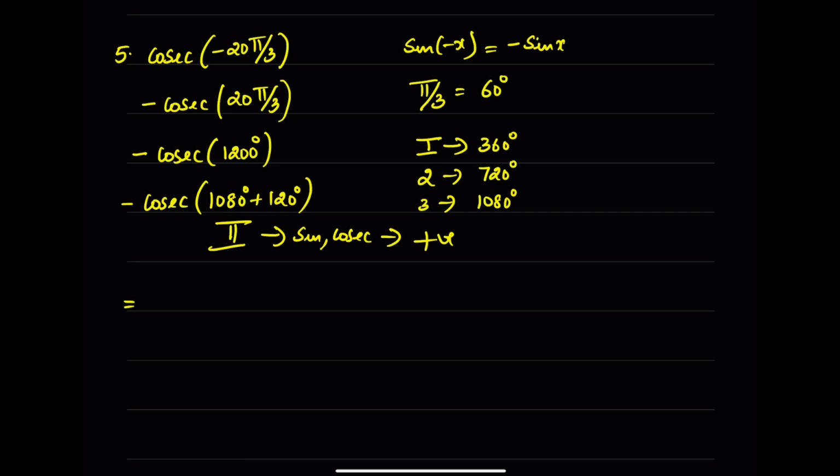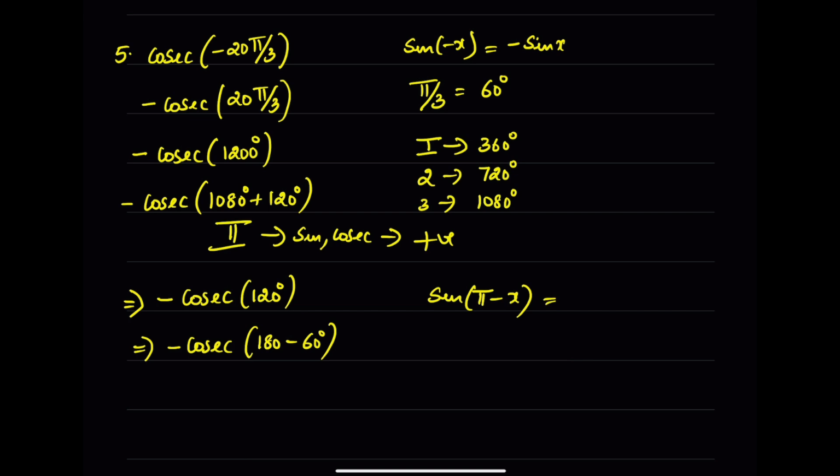So we will continue to carry the negative sign: minus cosecant of 120 degrees, which can further be changed to minus cosecant of 180 minus 60 degrees. Now sine of pi minus x is sin x. So cosecant of pi minus x also is cosecant x, and we are retaining the minus sign.